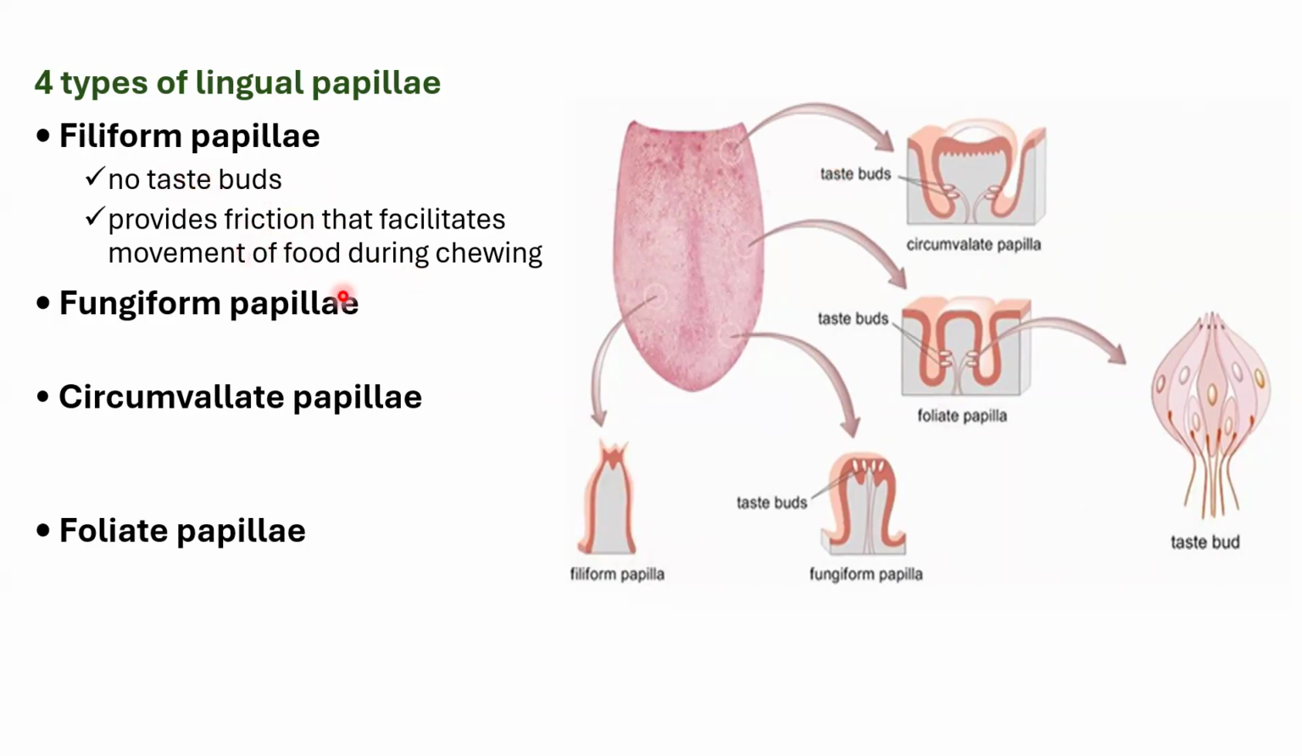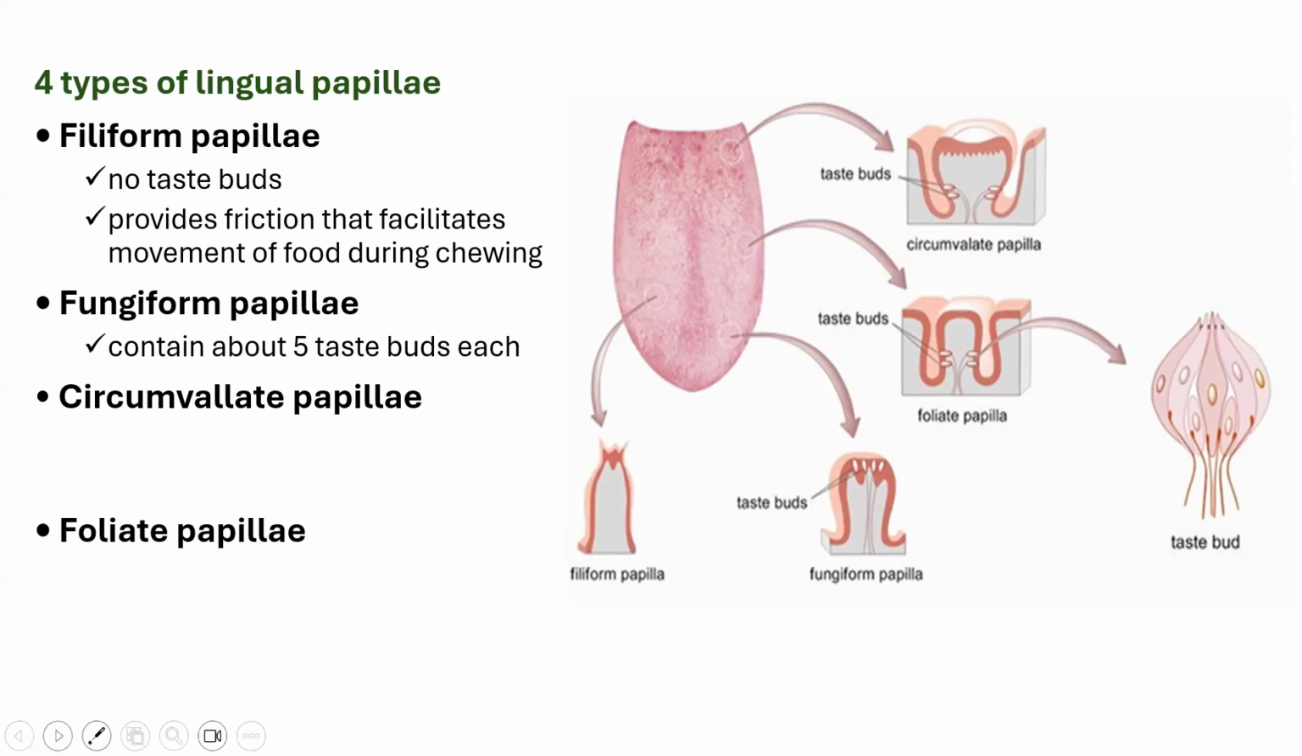In addition to that, they provide friction that facilitates movement of the food during chewing. Then for the other lingual papillae, the fungiform papillae, this one will contain taste buds. As you can see here, these are the taste buds. It actually looks like a mushroom. Fungiform papillae contain taste buds. And a point to appreciate is that each fungiform papilla will contain about 5 taste buds, so maybe it can be 5 plus or minus 1 for each fungiform papilla.